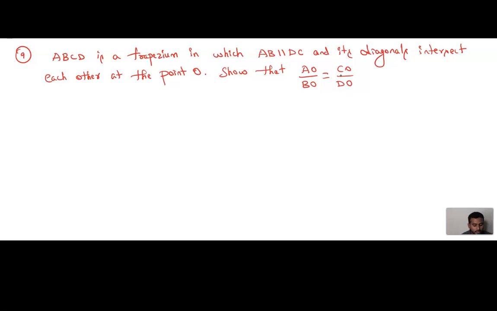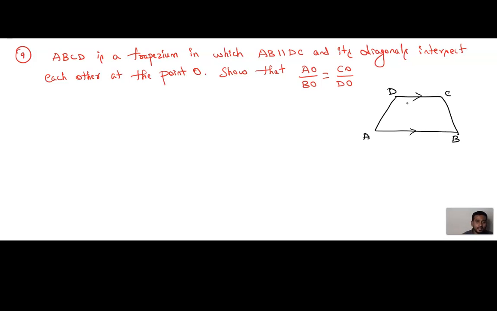Here, what is the question? ABCD is a trapezium. Now, let me draw the shape of a trapezium. This is the shape of a trapezium: A, B, C and D. After that, what did he say? AB is parallel to DC. Can you see this? Yes, this side is parallel to this side. AB is parallel to CD.